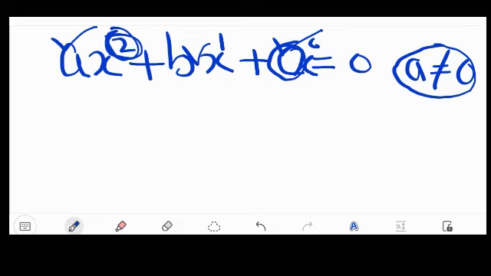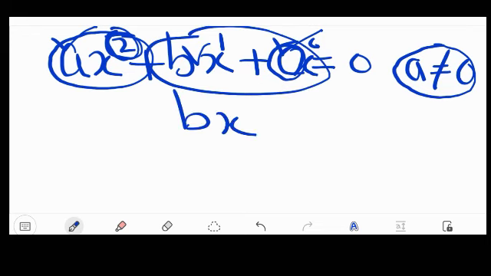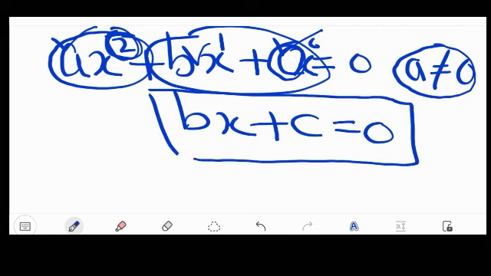It means that if a is equal to 0, this whole term will be cancelled, because ax square multiplied with 0 will become completely 0. Just two terms will remain, bx plus c is equal to 0. Now this equation will not remain a quadratic equation when a is equal to 0. It will be converted into a linear equation. So this is not the general form of quadratic equation. bx plus c is equal to 0 is the general form of a linear equation.